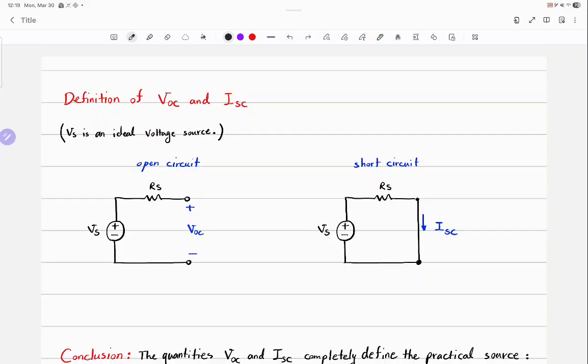So VOC is the voltage drop across RS? What is the voltage drop across RS? Let me ask you a simpler question. What is the current being drawn in this circuit? Because it's open, right? The name is saying it, open circuit. So the current is 0. Okay? So, again, what is VOC?